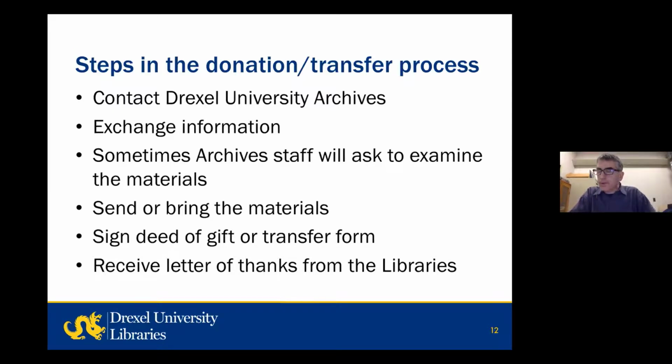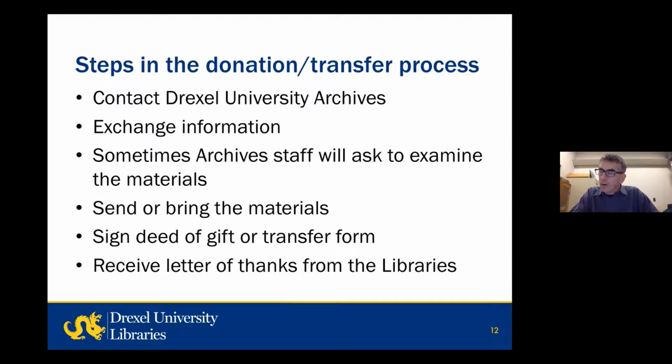If you or your organization or department has materials that you think might be a good fit for Drexel University Archives, the best first step is to contact us, preferably by email at archives@drexel.edu. We will want a short description of the records, the kinds of materials, who they're from, the overall quantity, the time period represented, and if there are any issues with the material's physical condition.